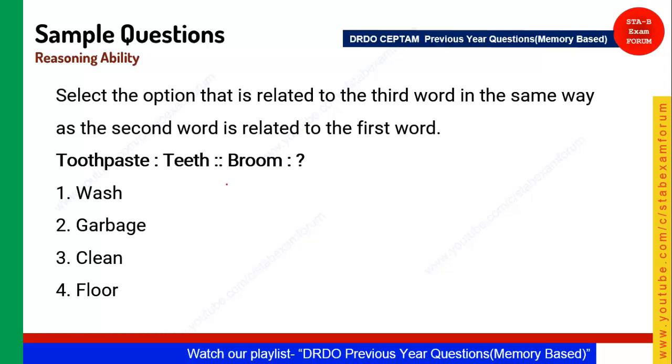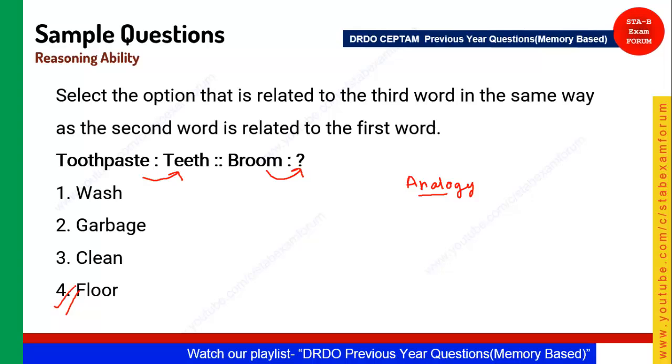Okay, time's up. Students, this type of question comes from a category called analogy. What does this mean? This means there are some elements in the question, and you need to find the relationship between those items. So here, toothpaste is used to clean the teeth. In a similar sense, a broom is used to clean what? Floor. Out of these 4 options, floor seems to be the best answer and floor is the correct answer. So those students who have given their answer as option number 4, they are correct.